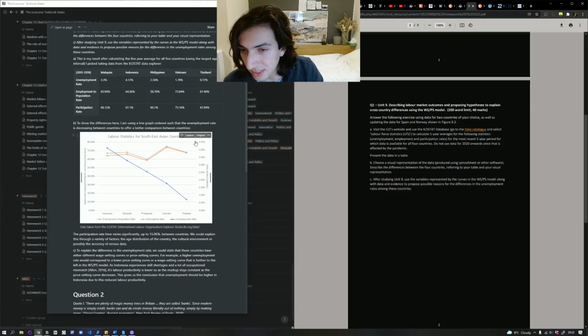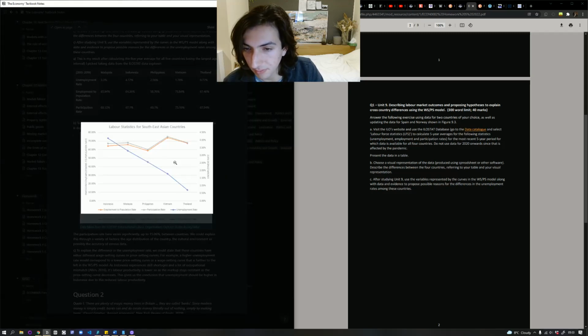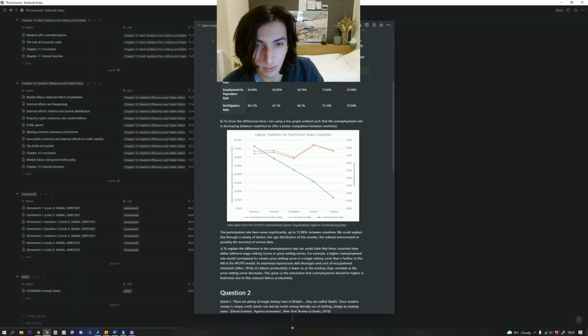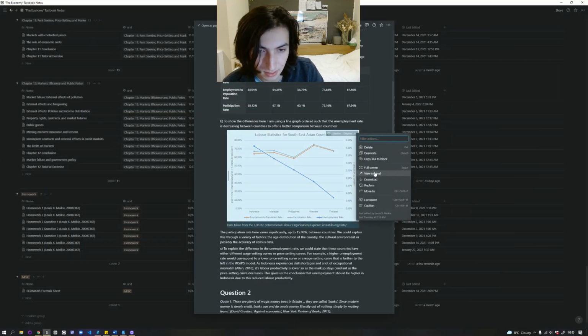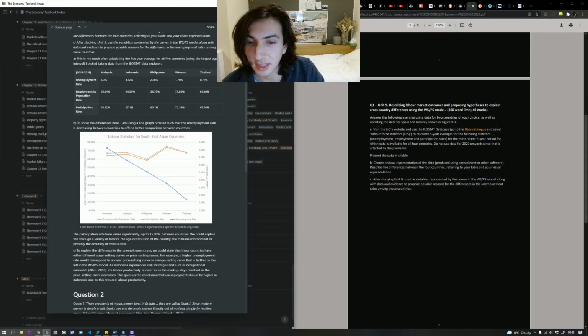But here you can see, if I expand this image, that didn't work, did it? Wonder if I could expand it a little bigger. Full screen? No. Well, hopefully you guys can see that. As you can see here, the orange line is the employment to population rate, which is employment rate, if anyone's confused.